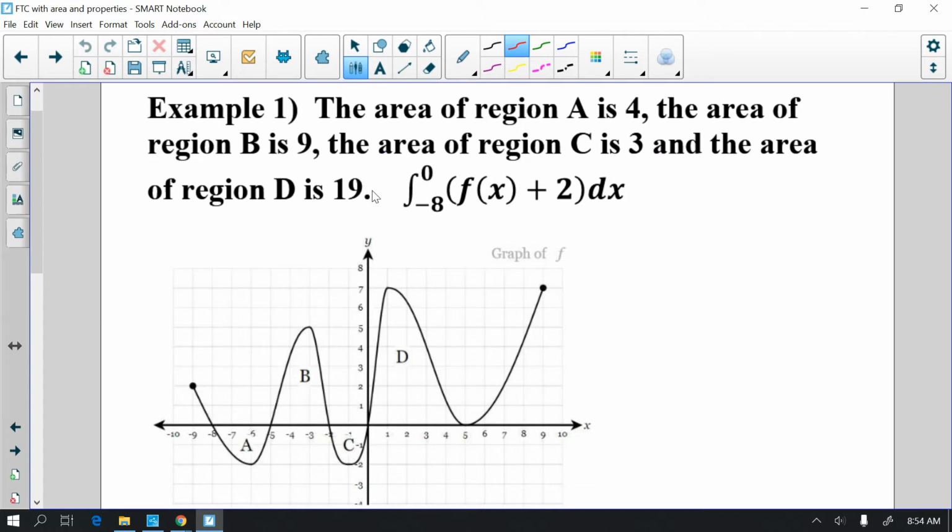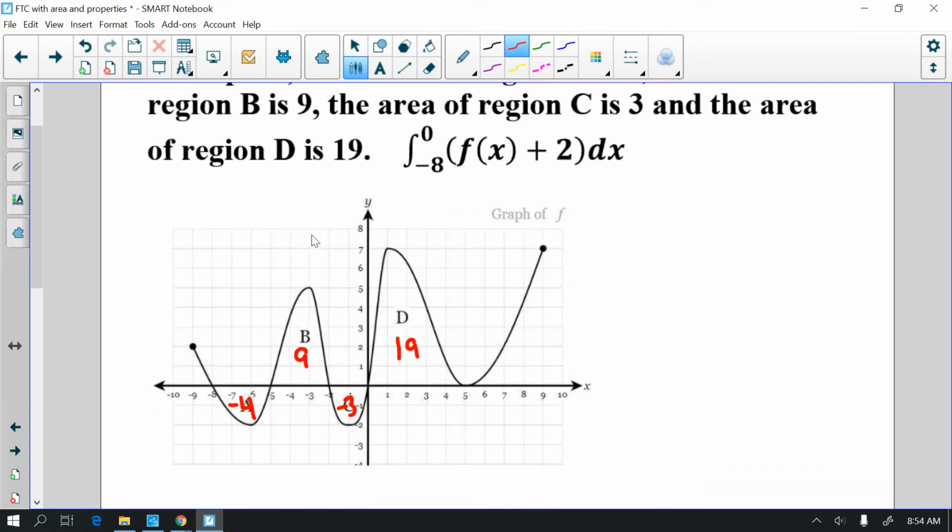Now, when it gives us that information, what you need to keep in mind is this is just the area. It's not telling us the area with respect to the x-axis. So since area A down here is below the x-axis, even though it says the area is 4, that area is actually -4. B is above the x-axis. C is back below the x-axis, so that one's going to be -3. And D is above the x-axis again, so that's 19.